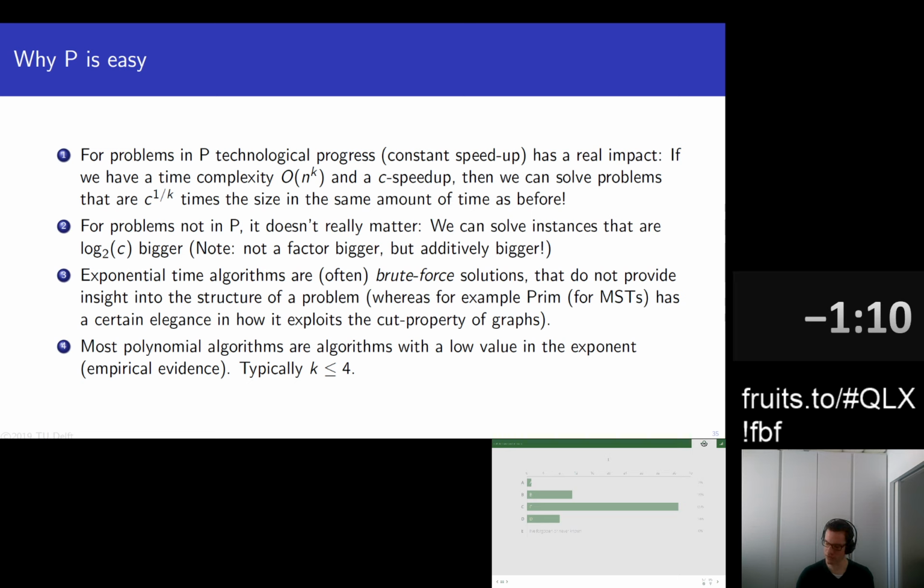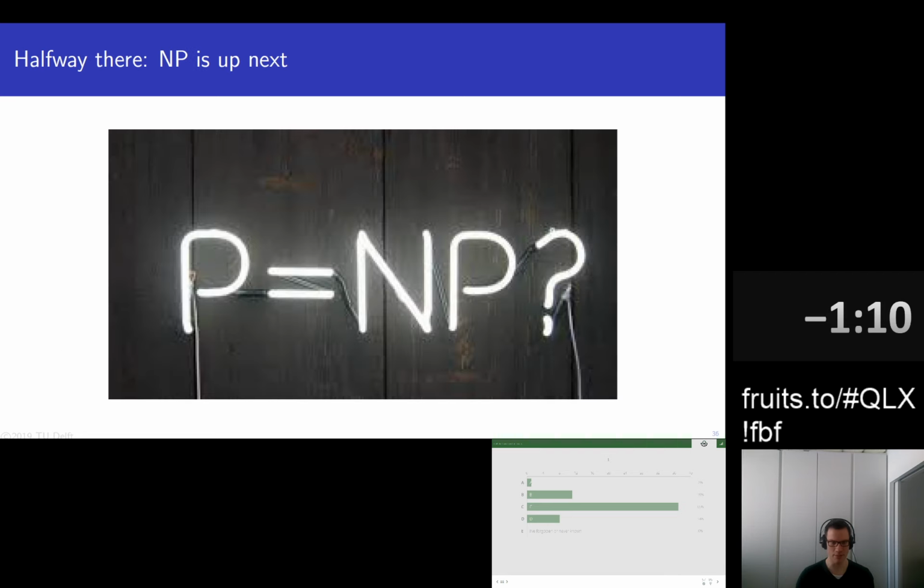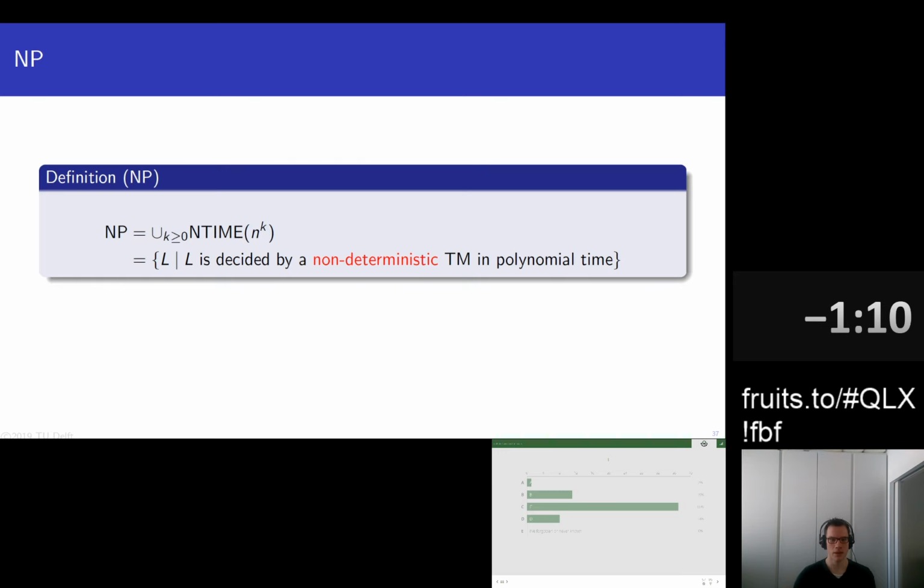Our challenge is going to be about P versus NP. So perhaps it's time to take a look at the other half of this equation. We now know what P is, problems that are decidable in polynomial time. What about NP? NP has just one addition. It is problems that can be decided in polynomial time by a non-deterministic Turing machine. So P, deterministic Turing machine, NP, non-deterministic Turing machine.